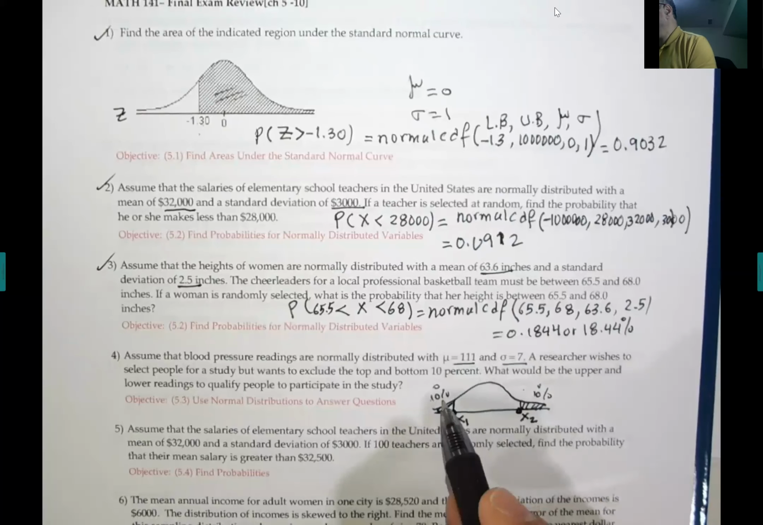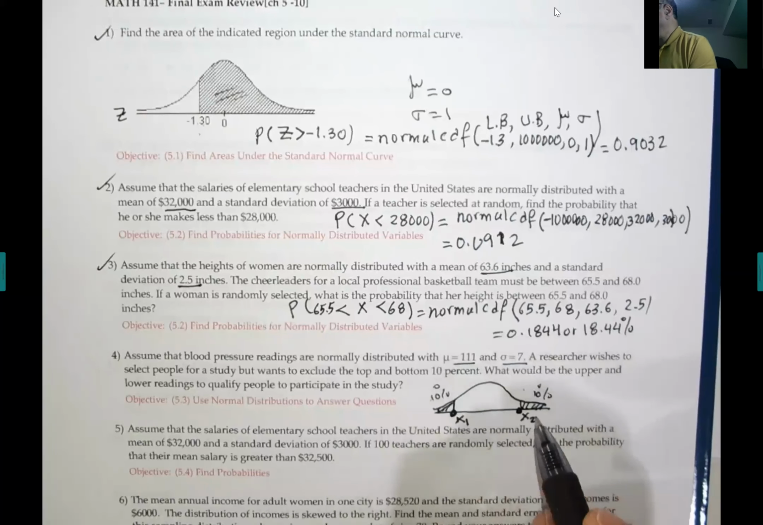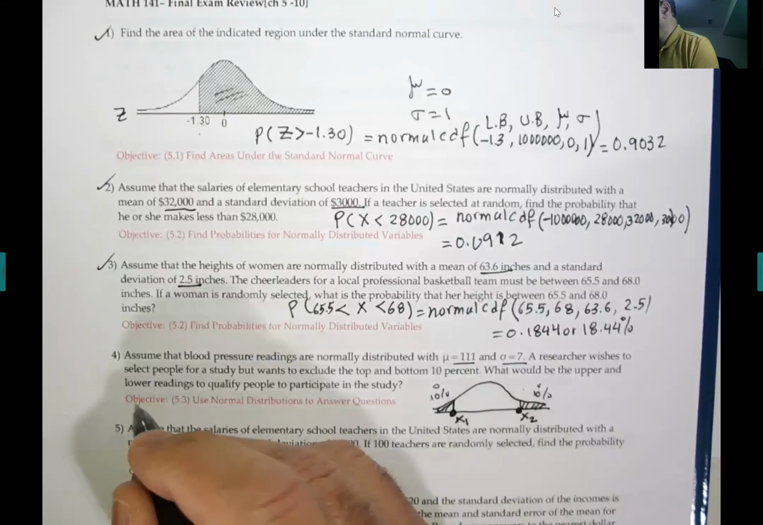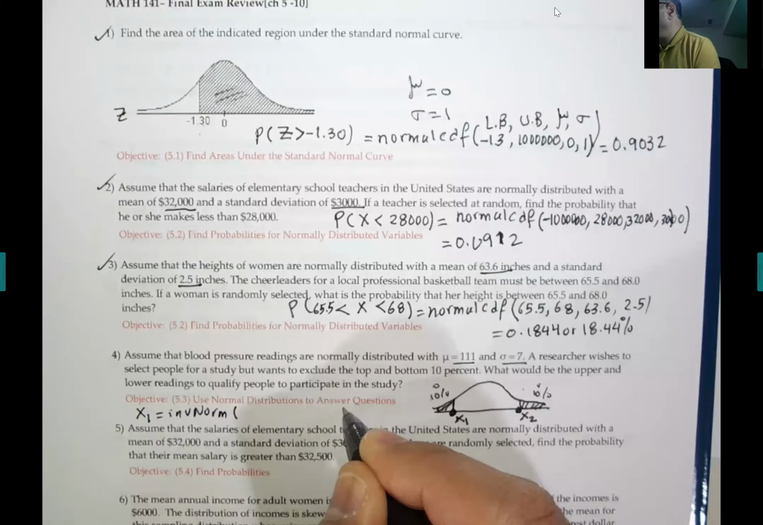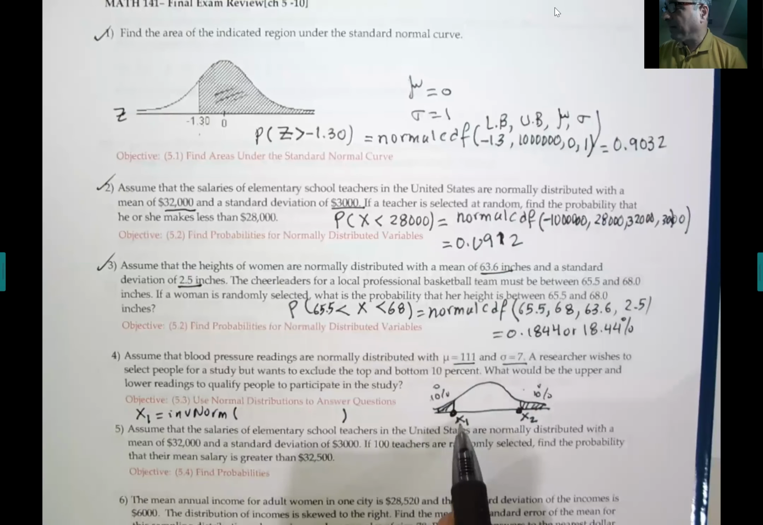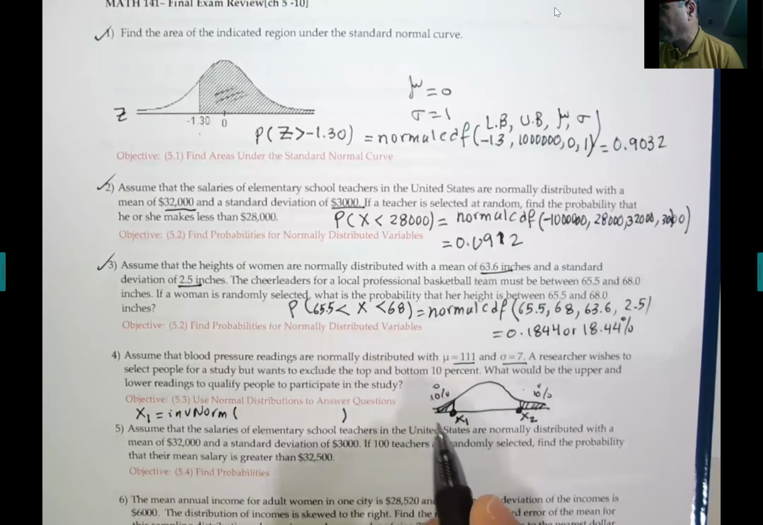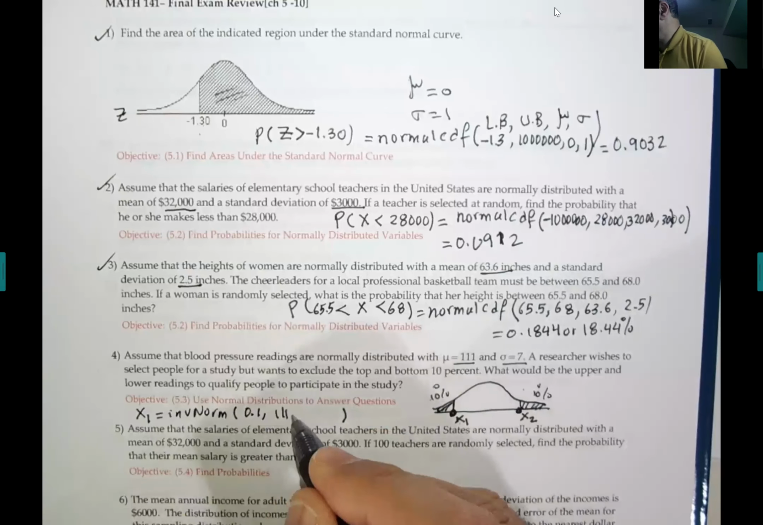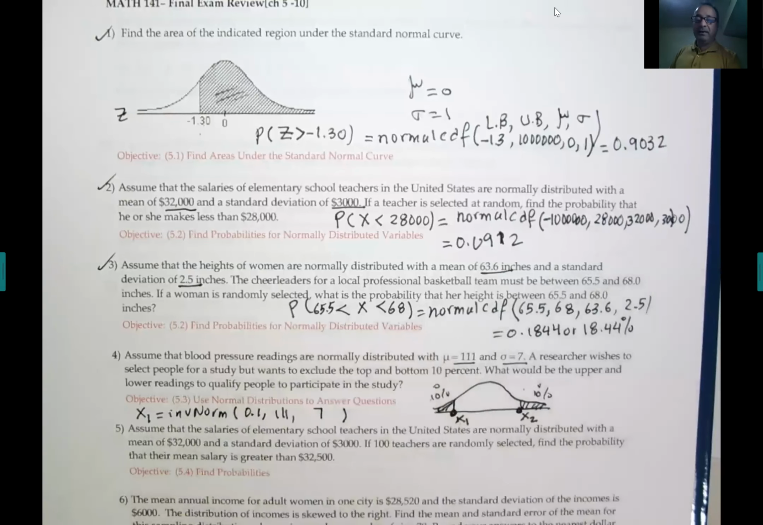He gave me the probability. He gave me 10% to the right and 10% to the left. So I need to use a function that will figure out X for me, which is the inverse norm. So for X1, it's going to be inverse norm, and it tells you what the requirements of this function are. 3 requirements. If I want to find X1, I need the area to the left of X1. And what is the area to the left of X1, guys? It's 10%, so just put 0.1. And you need the mean, which is 111, and you need the standard deviation, which is 7. So that takes care of X1.